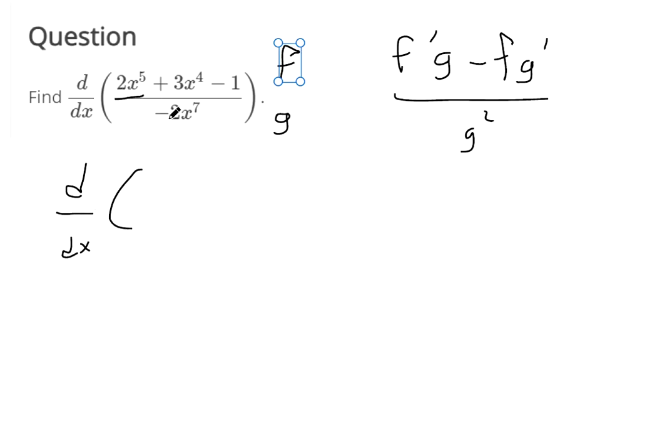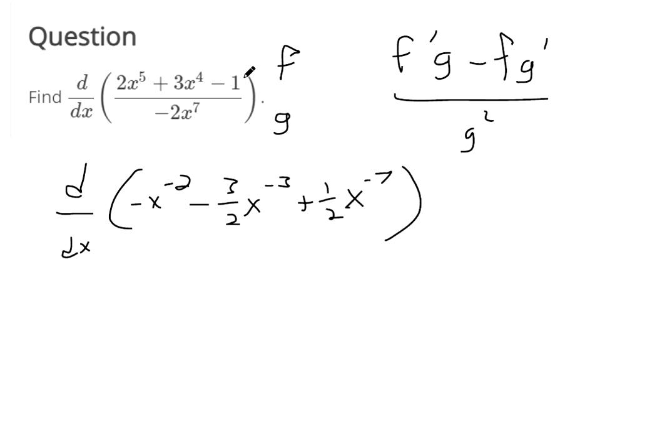I got 2x to the fifth divided by negative 2x to the seventh. That gives me negative x to the negative second, because the powers subtract. And then do the same thing here. That's going to be negative 3/2 x to the negative third. And then here, this is negative 1 over negative 2, so that gives us a positive 1/2. And that's x to the negative seventh. Because x to the 0 divided by x to the seventh, 0 subtracted by 7 makes negative 7.